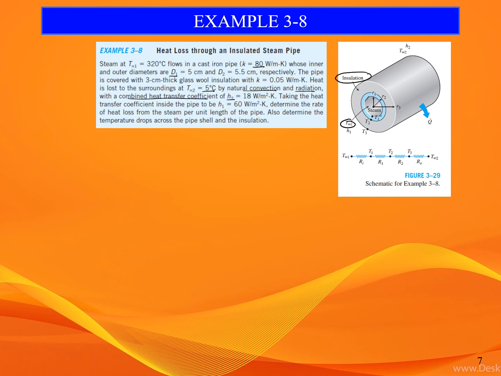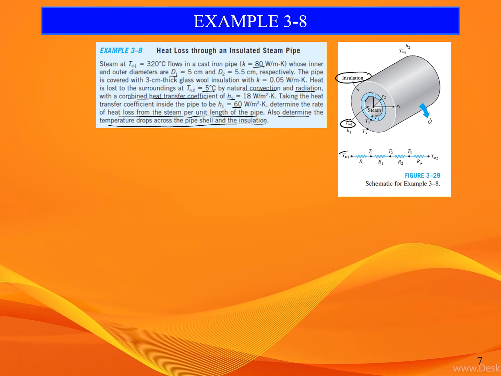So in here we are already given the information of the combined heat transfer coefficient, so we don't have to do a parallel network. Taking the heat transfer coefficient inside the pipe to be H1 equal to 60, determine the rate of heat loss from the steam per unit length of the pipe, and also determine the temperature drop across the pipe shell and the insulation.